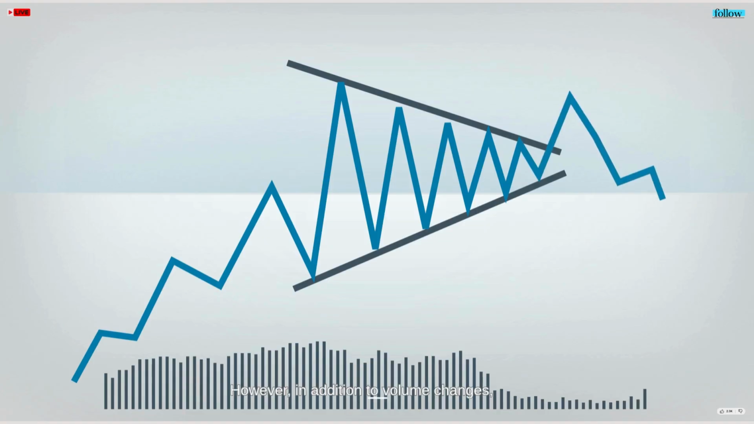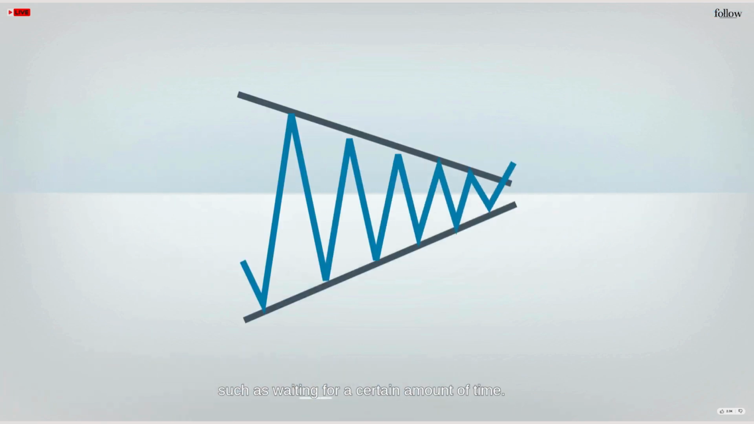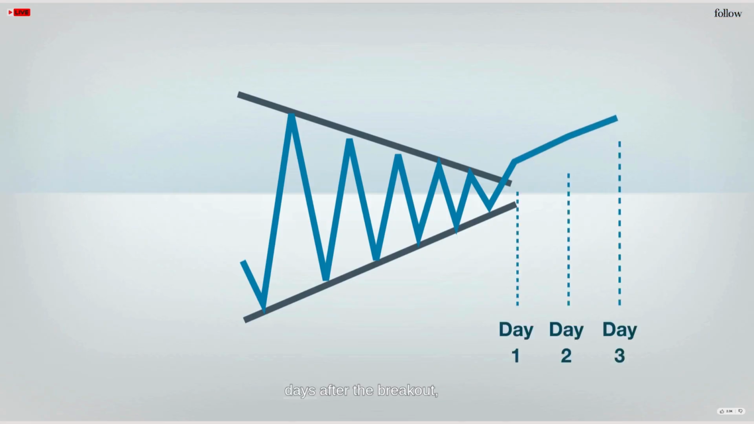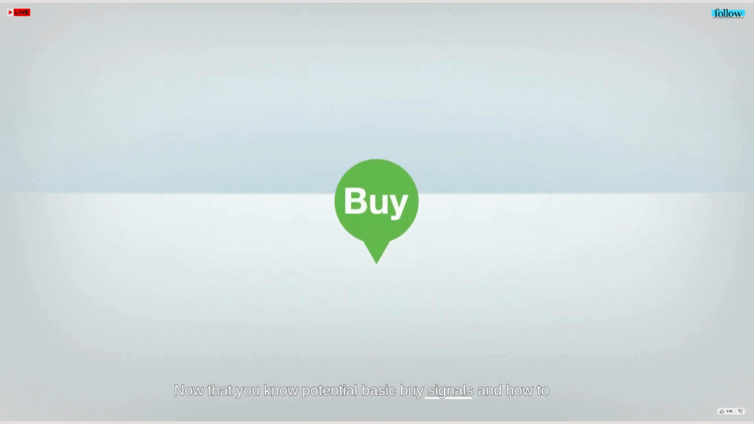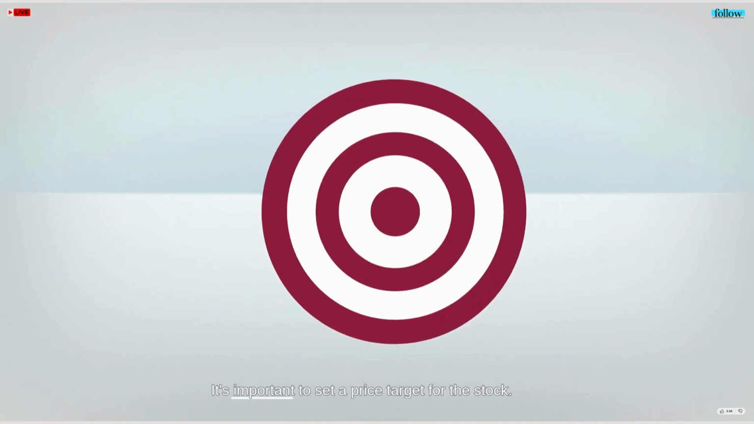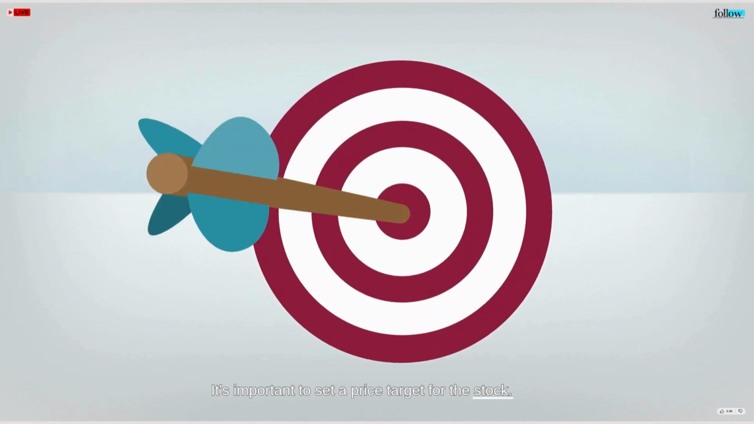However, in addition to volume changes, there are other ways to identify a breakout, such as waiting for a certain amount of time. If the stock has risen for 3 straight days after the breakout, this could be considered a confirmation. Now that you know potential basic buy signals and how to identify a breakout, let's discuss how to determine potential sell signals. It's important to set a price target for the stock.